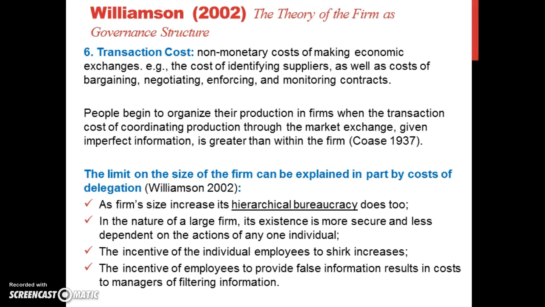Further, Williamson developed this transaction cost theory, especially the cost of delegation, to explain the limit on the size of organization. As the size of an organization increases, its hierarchical bureaucracy also increases. In the nature of a large firm, its existence is more secure and less dependent on each individual worker. And such a secure and less responsible position will increase the incentive of individual workers to be lazy or shirk.